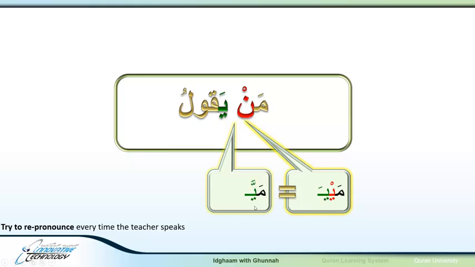We don't write it this way. This is the way we pronounce it. So it's pronounced as man yaqul, man yaqul. Try to repeat with me. Man yaqul instead of man yaqul.